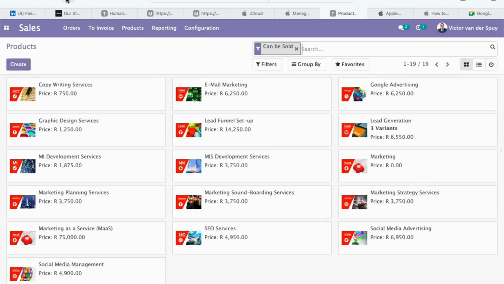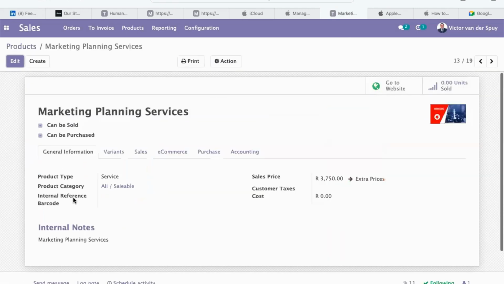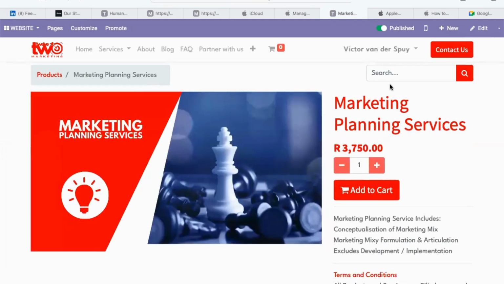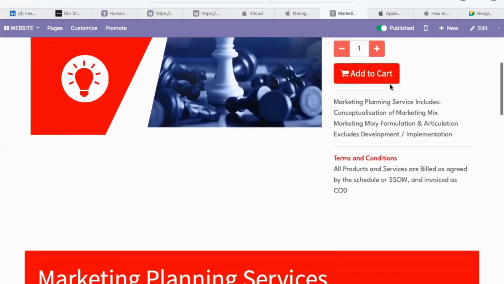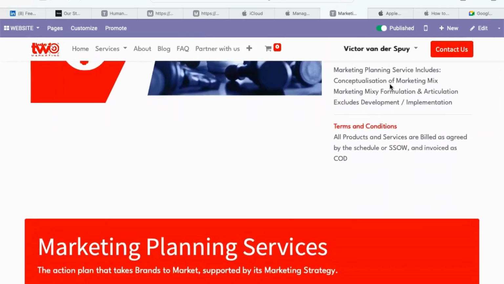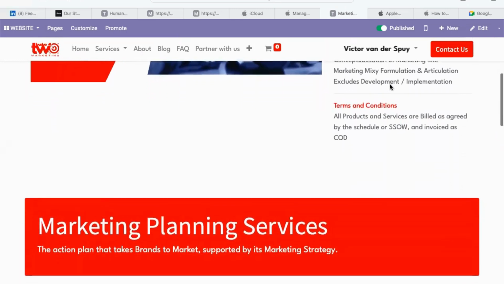Marketing strategy. The marketing plan. I'll come back to soundboarding. Marketing plan. Marketing planning services. So this is really where we now look at the operational side that gives birth from the strategy, the actual planning of the marketing plan. That gives us the ability to execute the strategy.